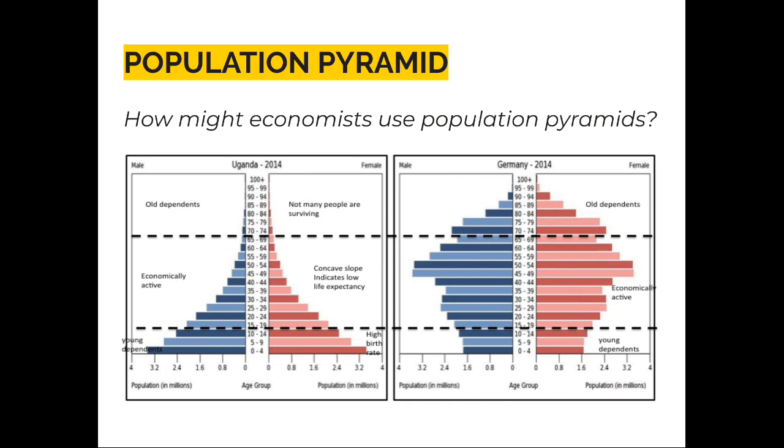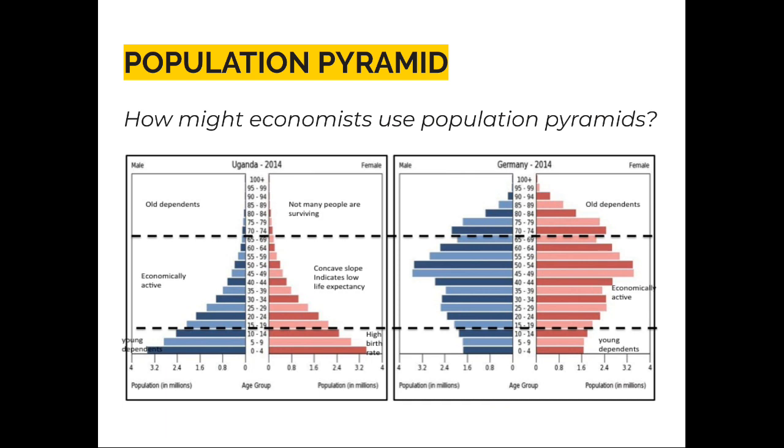And then if we compare the old dependents and young dependents, even though Germany has more than what Uganda has, since they have a lot of people who are economically active, they can tackle the dependent population. It's a bit easier compared to the less developed economy.